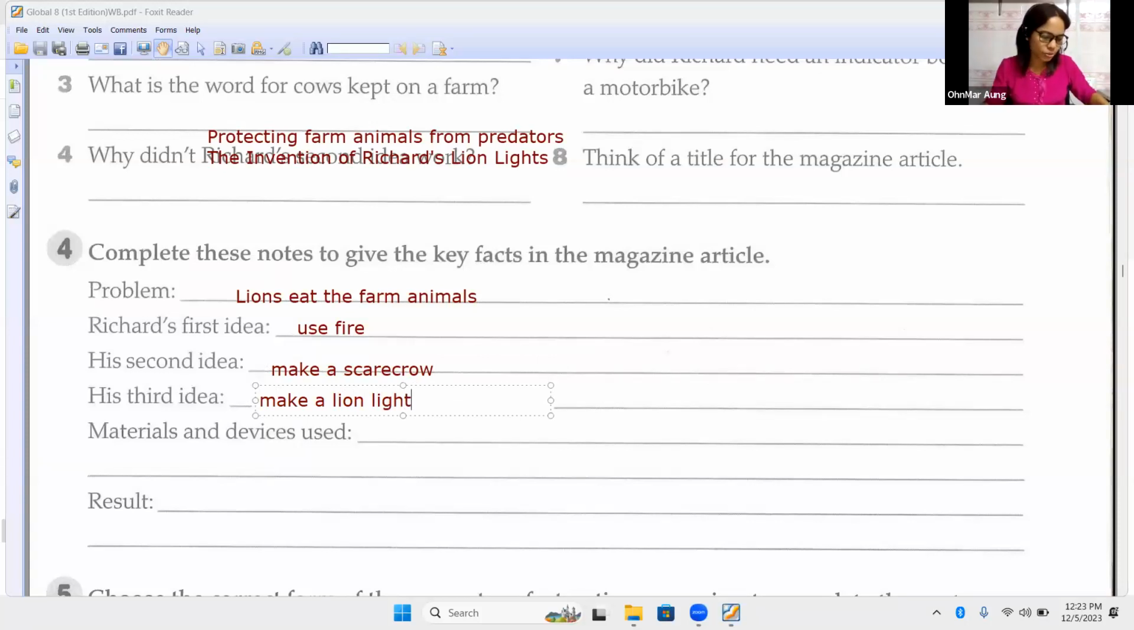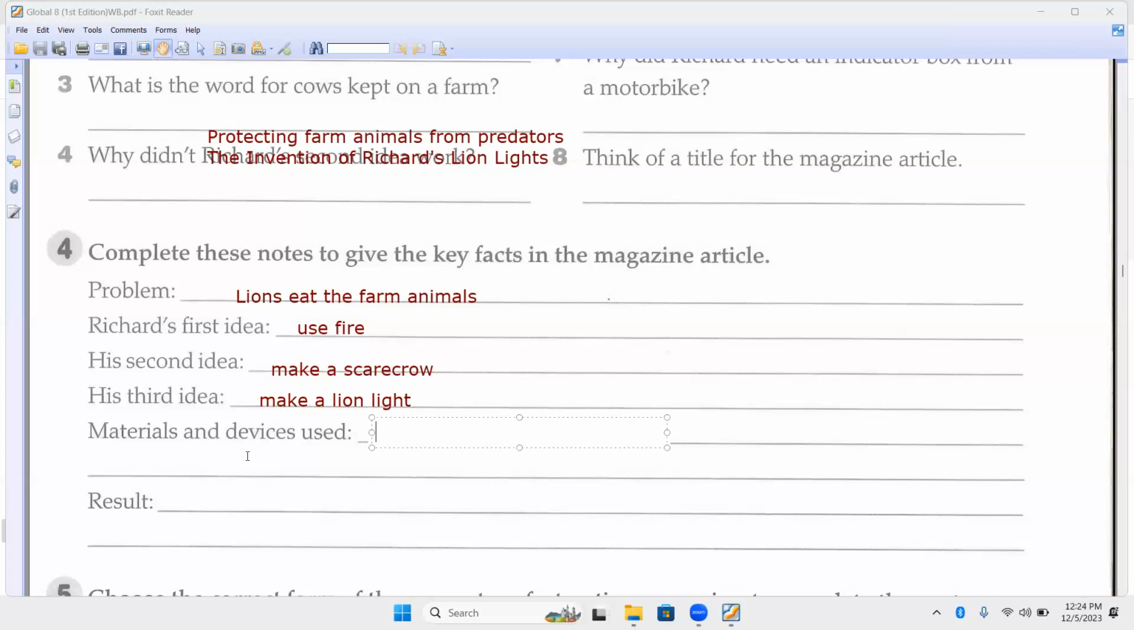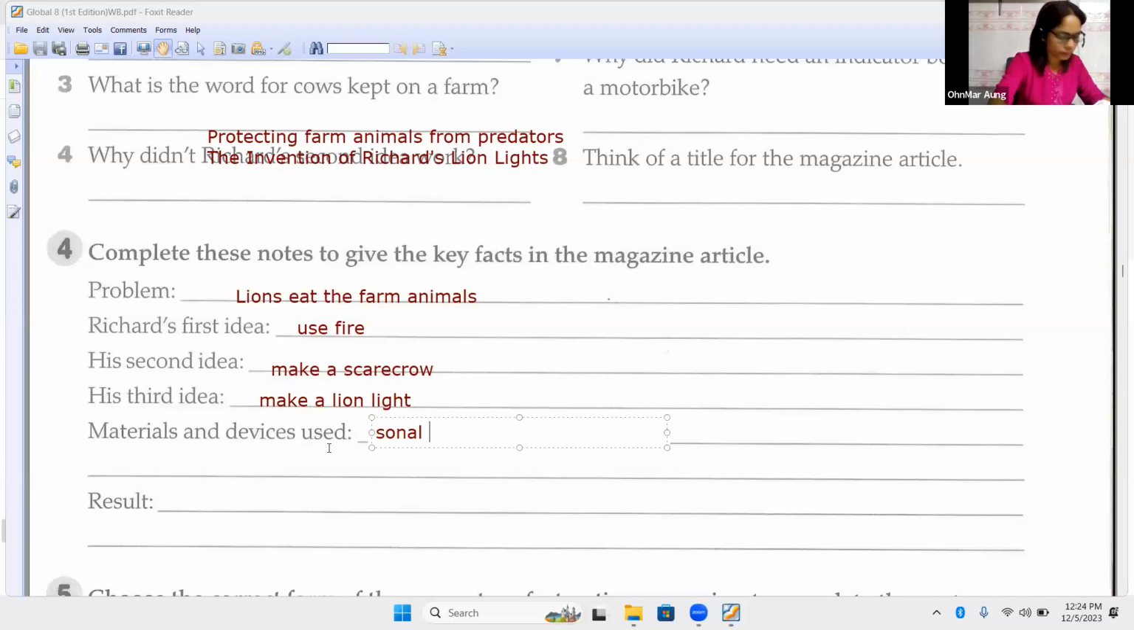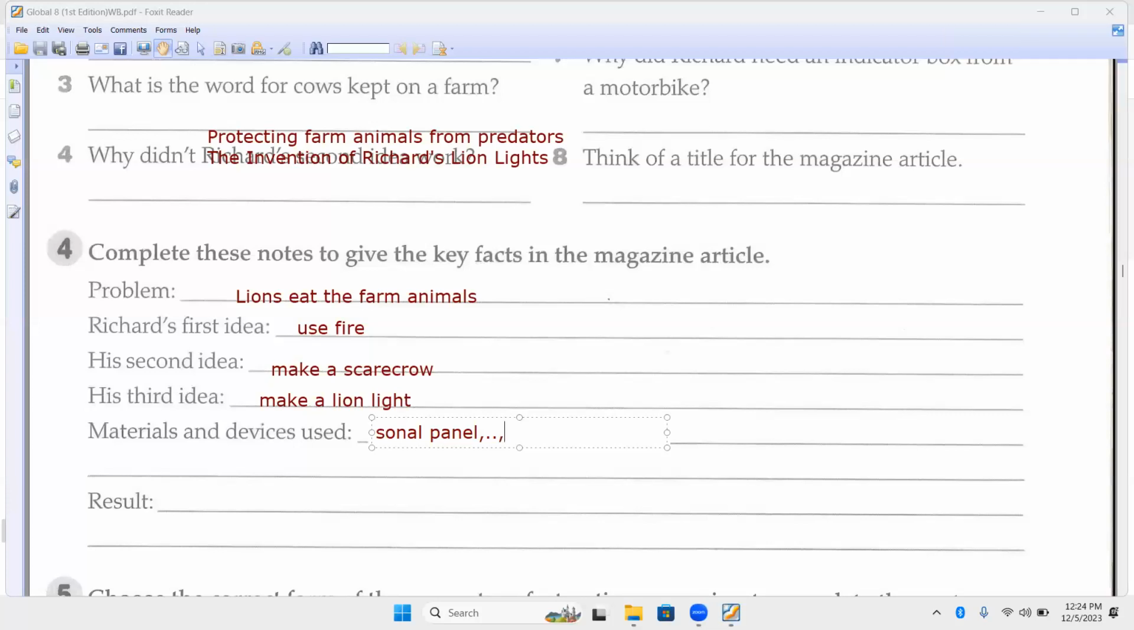How about materials and devices used? I haven't finished yet. Minadi, can you say which materials and devices used? Okay. Solar panel, a battery, a transformer, a bulb from a torch. Solar panel, and after that, an oak tree, correct? And a transformer. And also he found an old indicator box from a motorcycle and connected this to the battery. So another one is transformer.